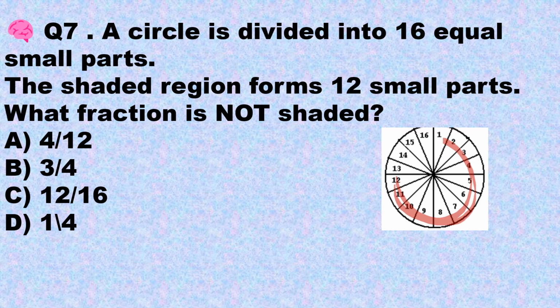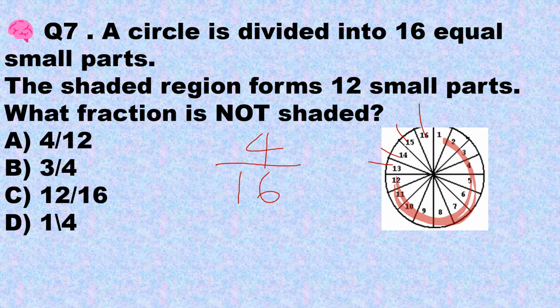what fraction is not shaded? So how many parts are not shaded? 1, 2, 3 and 4 parts are not shaded. So what fraction is not shaded? So first, how many parts are there totally? 16. And from that 4 parts are not shaded. So what you are getting? 4 by 16. So see, in option A 4 by 12, B 3 by 4, C 12 by 16, D 1 by 4. So the option is not there.